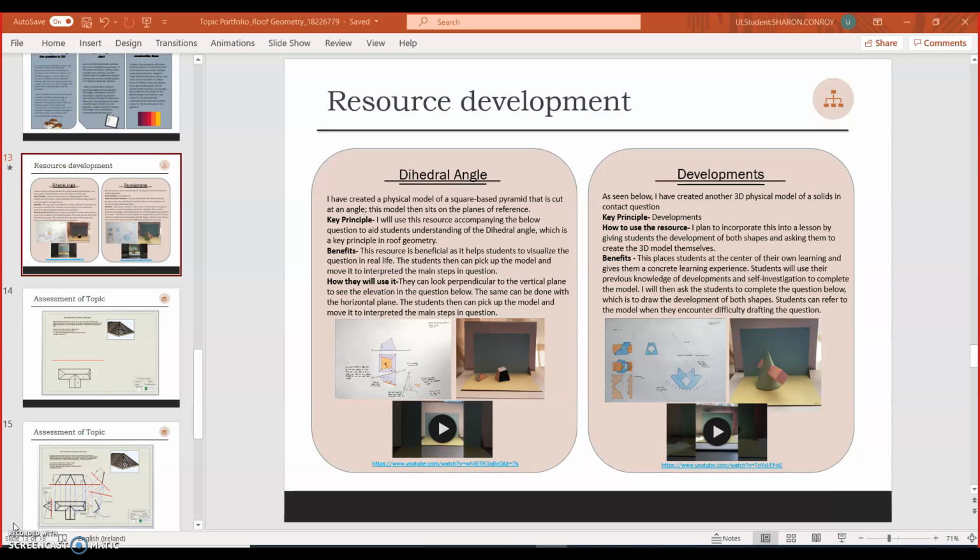So we will begin by looking at my resources. The first resource I have is for dihedral angle. It is a 3D model which is an exact replica of the question drafted below. This model helps students to visualize each stage of the question. As we can see in the first auxiliary view, it is parallel to the slanted cut surface. So the students can pick up the model in their hands and turn it and manipulate it into following the steps of the question. They can then refer their question back to the model to see if it matches their solution.